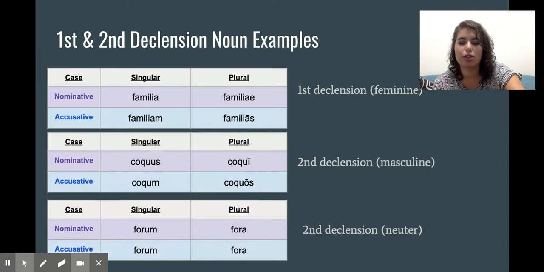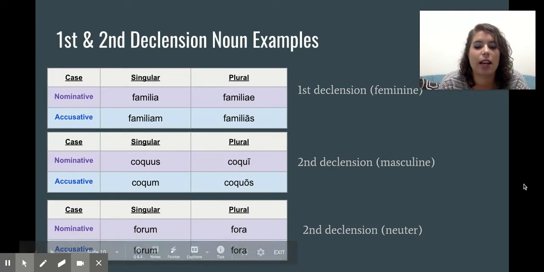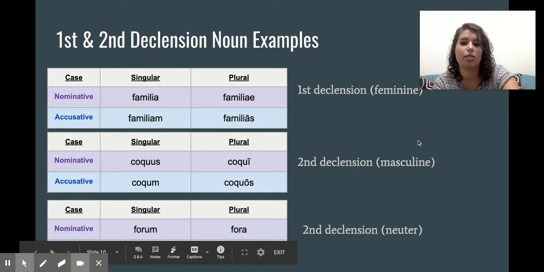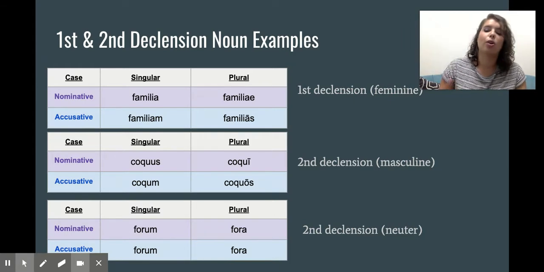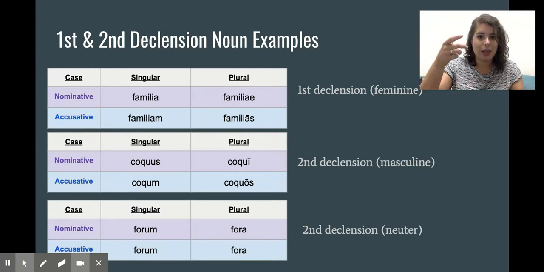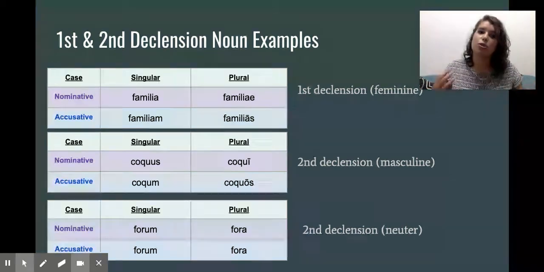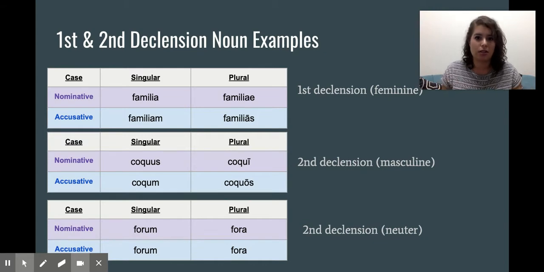Going back to these examples of our first and second declension nouns, I wanted to talk about the neuter nouns really quickly because those can cause some confusion, because you start seeing that there are some of the same endings for different cases. As we talked about, neuter nouns have the same endings for nominative and accusative. You might be wondering, how am I supposed to tell the difference in a sentence if word order doesn't matter? We're going to talk more about that towards the end of this video. But in your context clues, it's usually going to be pretty obvious whether it's a nominative or accusative form.